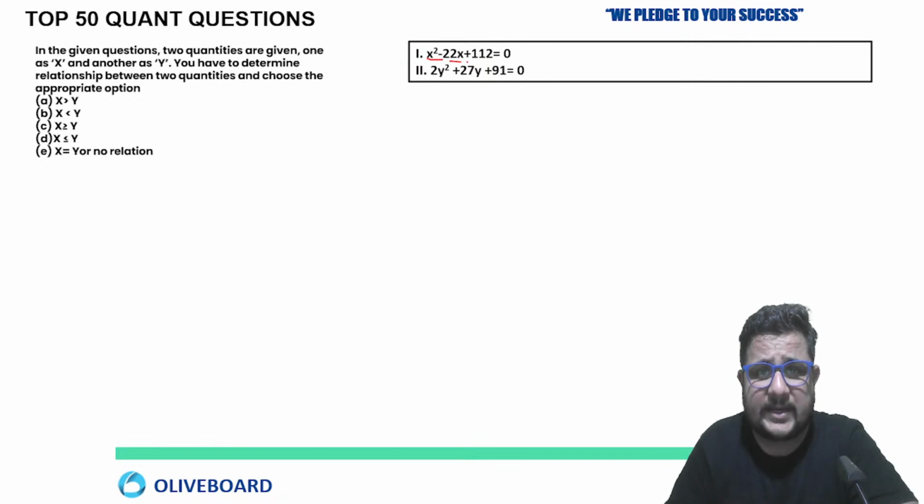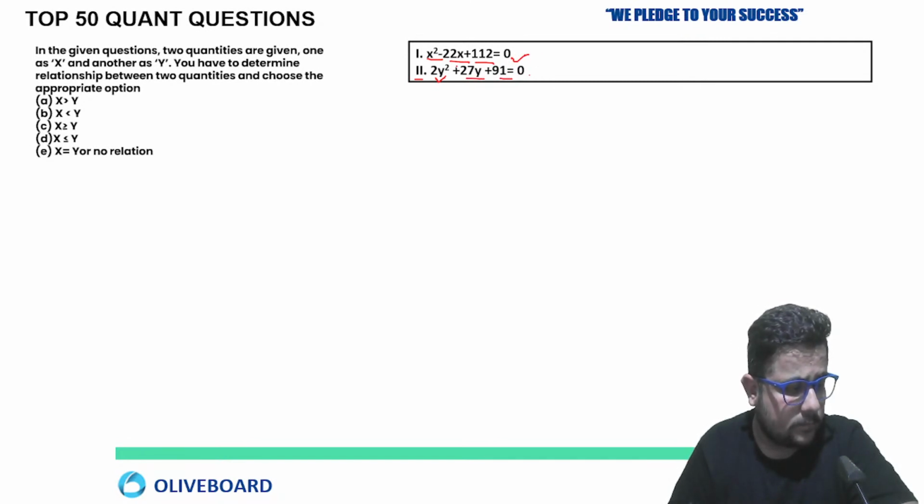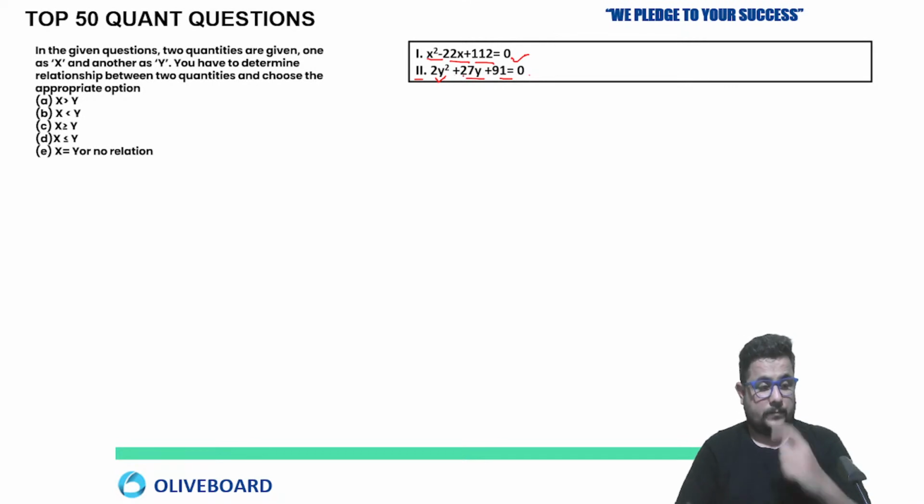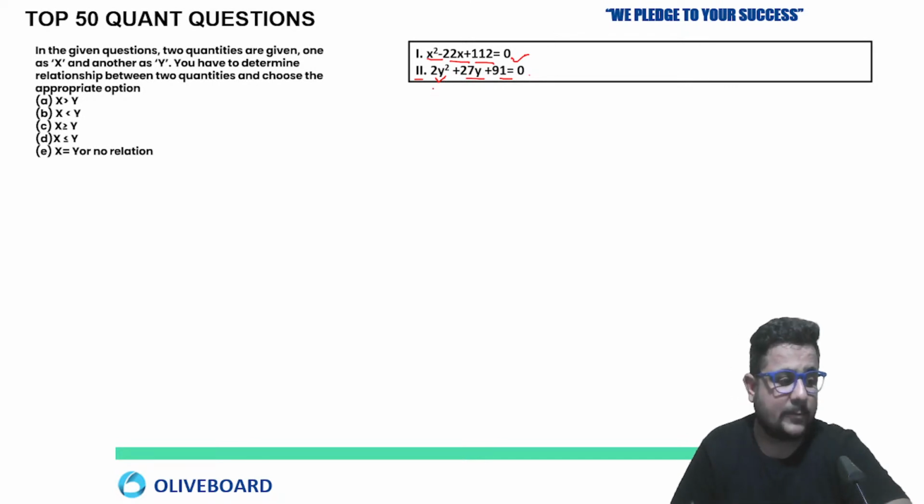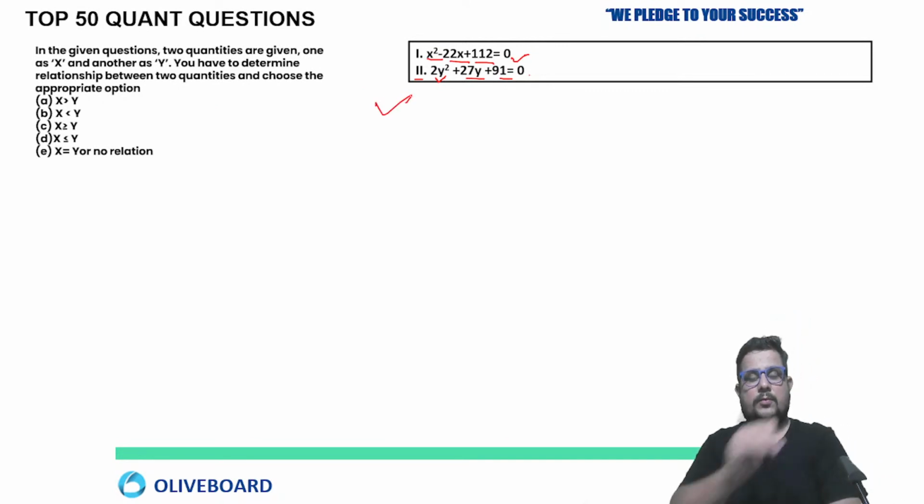x square minus 22x plus 112 equals 0. 2y square plus 27y plus 91 equals 0. Yeah, I am talking about that. Okay, CBI, you joined. 2y square plus 27y plus 91 equals 0. Okay, so tell me the answer now.